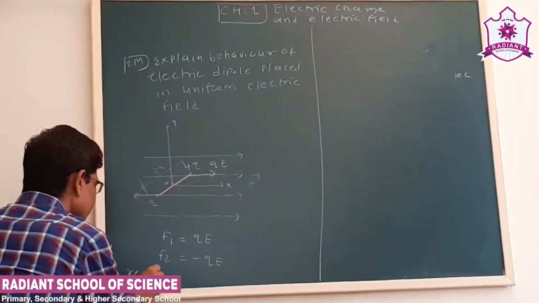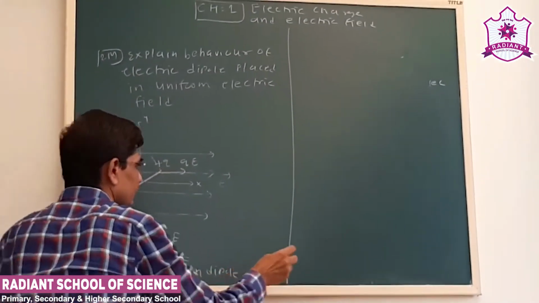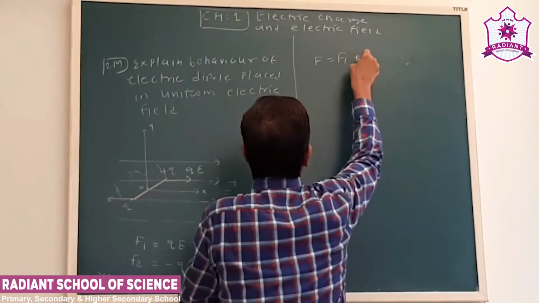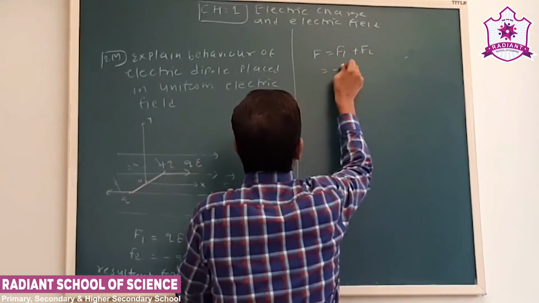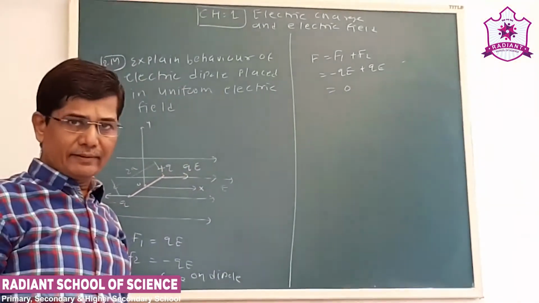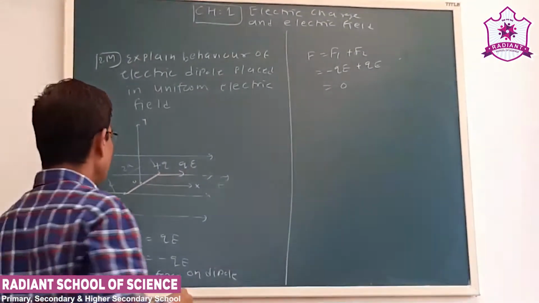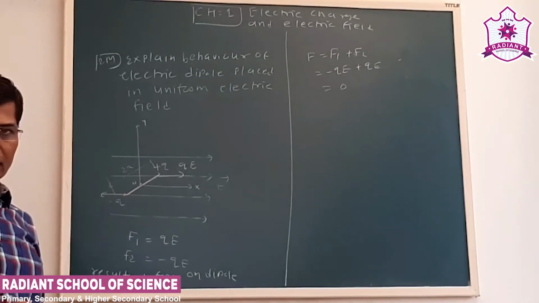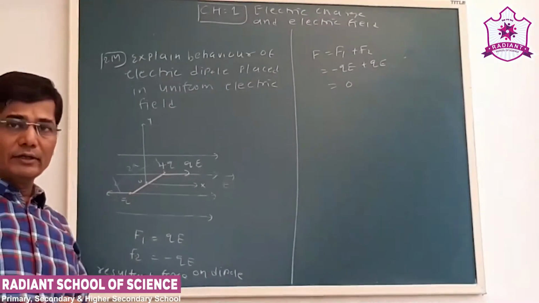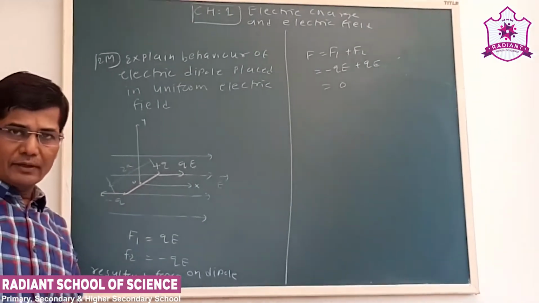So the resultant force on the dipole, F1 plus F2, is zero. That is nothing but translational equilibrium. What does this suggest? The dipole will not perform linear motion. But we have seen earlier in rotational motion that two equal and opposite non-collinear forces form a couple, and it produces torque.